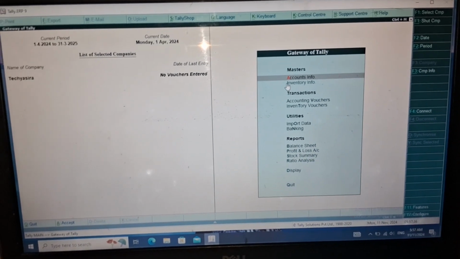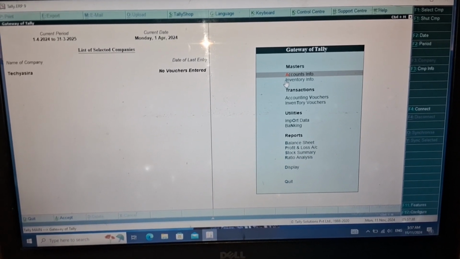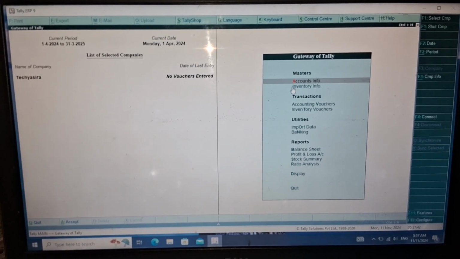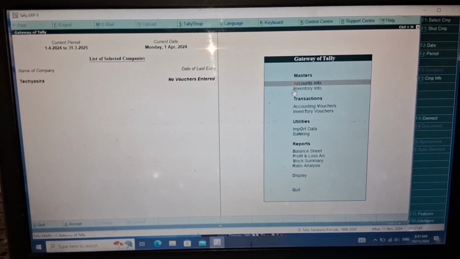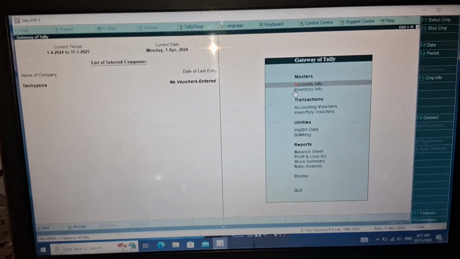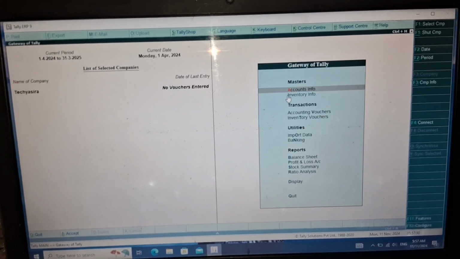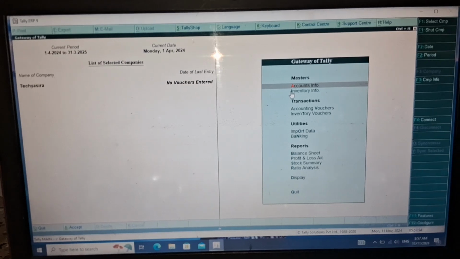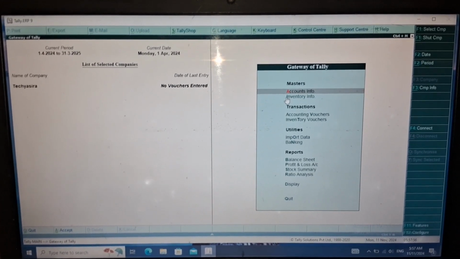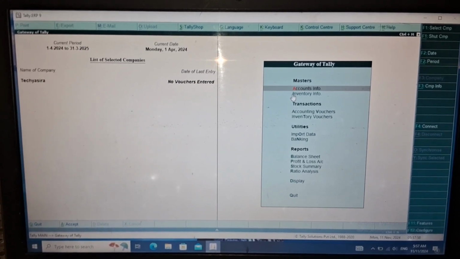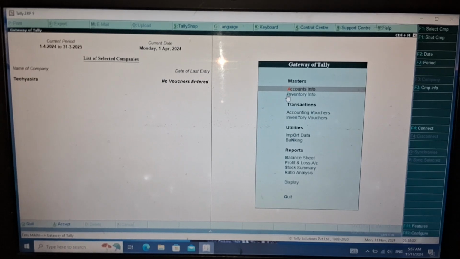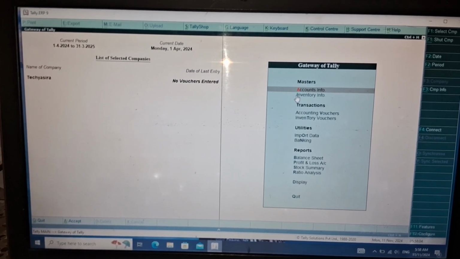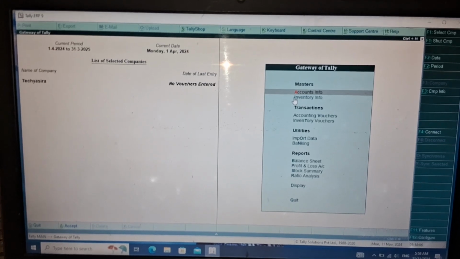In Masters, the first one is Accounts Info. What does this actually mean? Let me explain. Accounts information is any data related to an account, including account number, account balance or value, gross receipts, withdrawals or payments. You must know that there are so many accounts, such as mobile account, bank account, and so many other things.